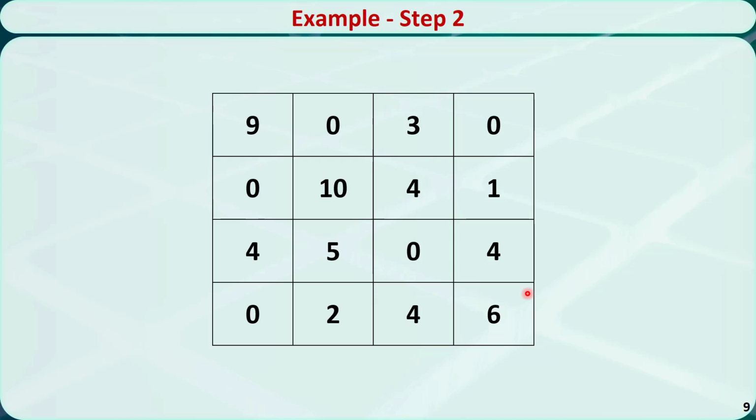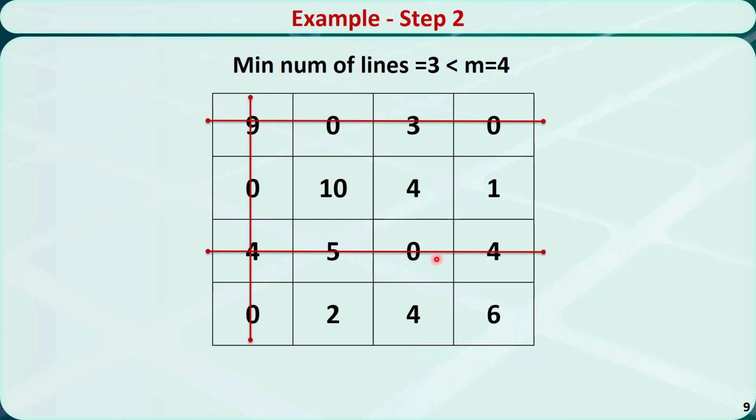In step 2, we draw the minimum number of row or column lines to cover all zeros. We draw a horizontal line to cover 2 zeros in this row. Draw a vertical line to cover these 2 zeros. For the last zero, we can draw a horizontal line or a vertical line. We randomly choose to draw a horizontal line. Therefore, we need a minimum of 3 lines to cover all the zeros. 3 is less than n, which is 4. So we need to go to step 3.